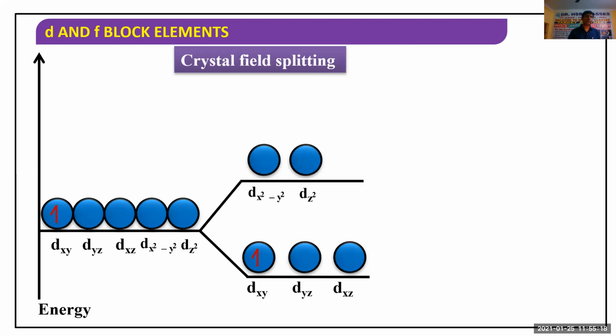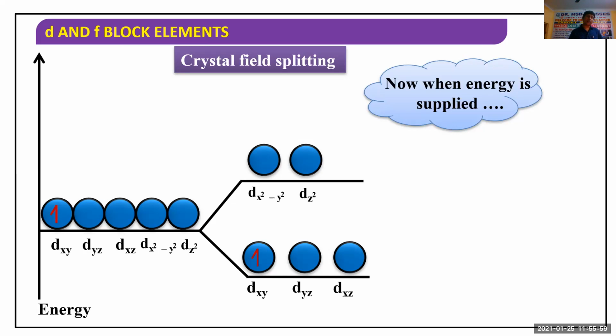So there is one electron. If we supply some energy, this electron can transit from the lower level to the upper level. It can also come from the upper level to the lower level and emit some energy. So an absorption band or emission band appears, which will be a color.